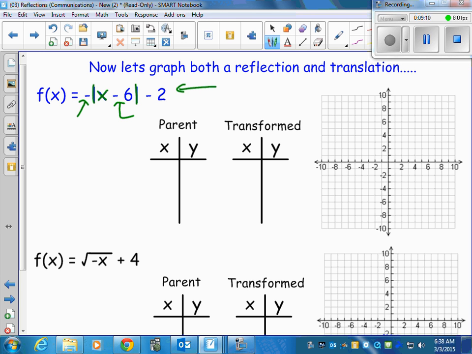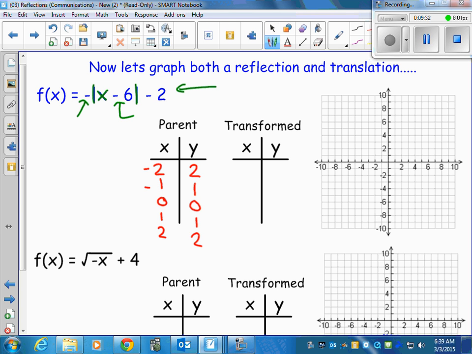So if we first start by identifying the parent function, we're going to start with our same basic 5 points, and then absolute value is distance from 0, makes each value positive because our distance values are always positive.